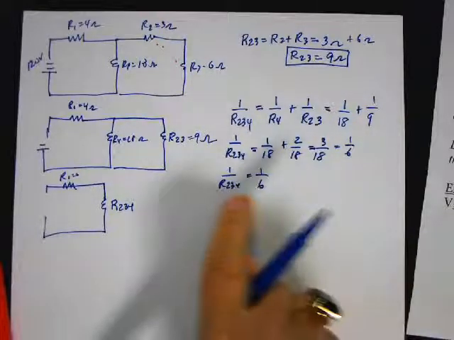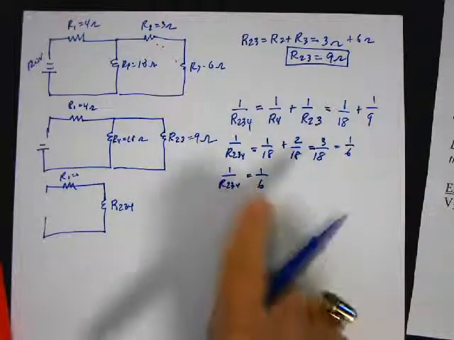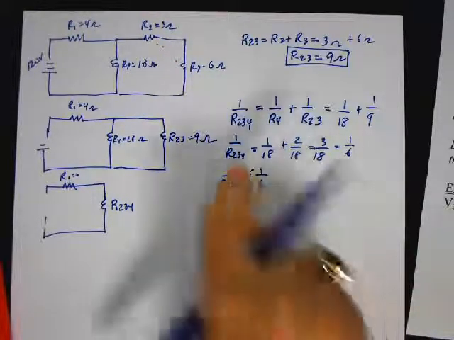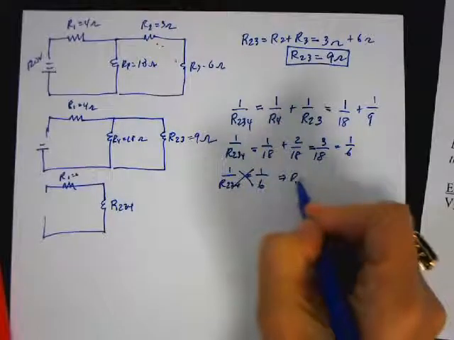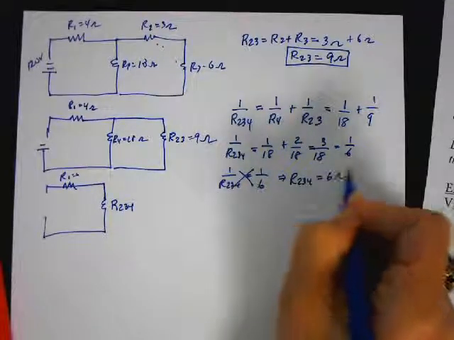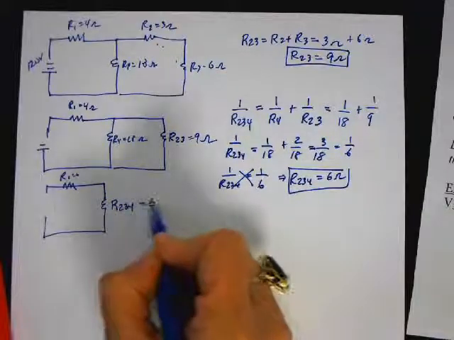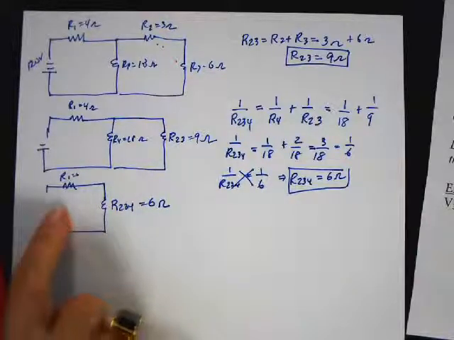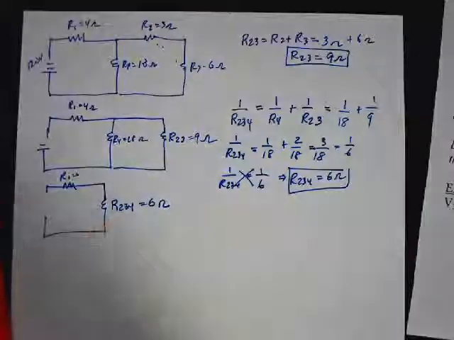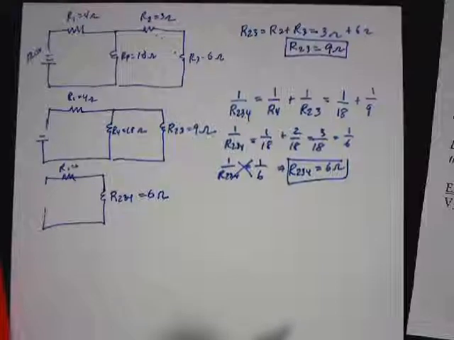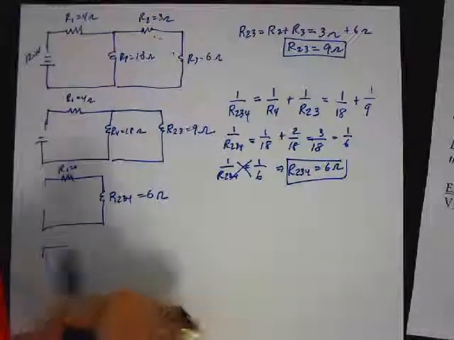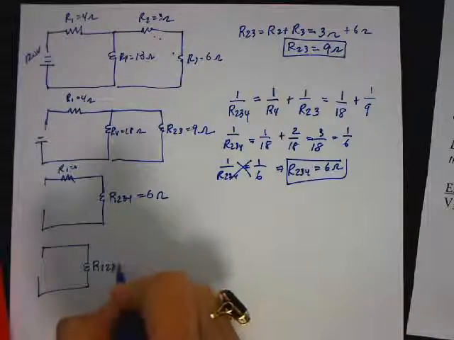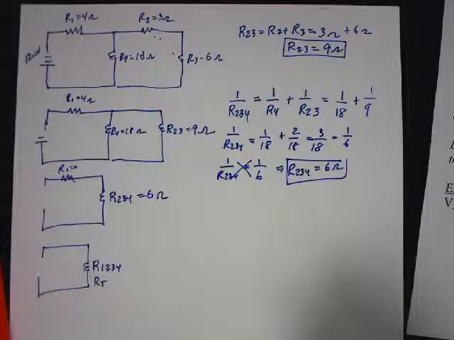Now remember, R234, I have to cross multiply, so this is not equal to 1/6 until I cross multiply. When I cross multiply, R234 comes out to be 6 ohms. So now this is 6 ohms. Now when I look at this diagram, what do I see? I see I have two resistors that are in series. So what I can do is I can redraw it, and I can have one resistor I'm going to call R1234, which I could also call RT if I want.